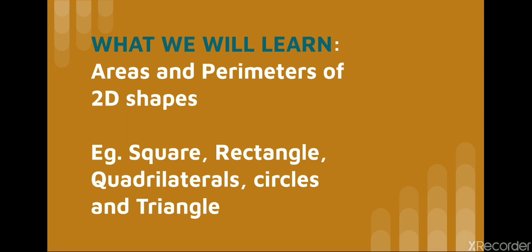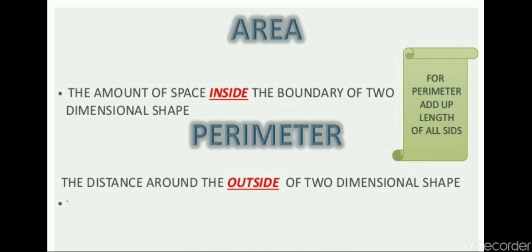So what will we learn today? Areas and perimeters of 2D shapes. Examples: square, rectangle, quadrilateral, circles and triangle. So what is area and perimeter? The amount of space inside the boundary of a two-dimensional shape is called area, and the distance around the outside of a two-dimensional shape is called perimeter.